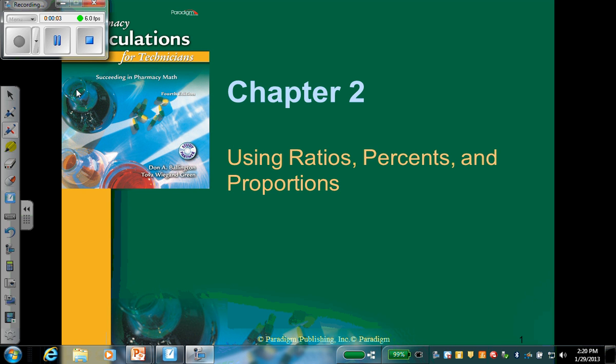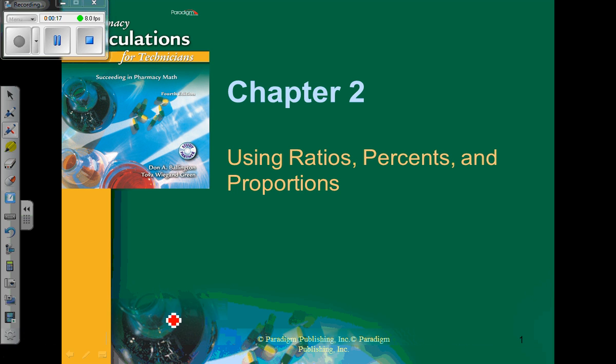Okay, we will be recording. This is going to be on section 2.1 out of chapter 2, using ratios, percents, and proportions. But we are actually just going to do in this first recording the section 2.1, which is numerical ratios.